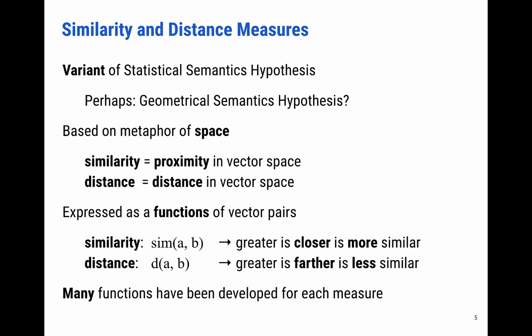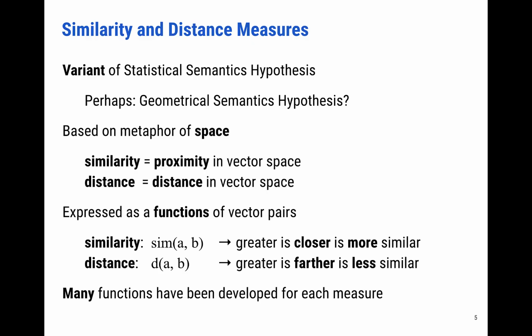What this means is that the notion of similarity that we're working with is based on the metaphor of geometric space, whereby similarity is thought of as what is proximate in vector space, and distance is just distance in vector space. These two correlative terms, similarity and distance, are both expressed as functions of vector pairs.